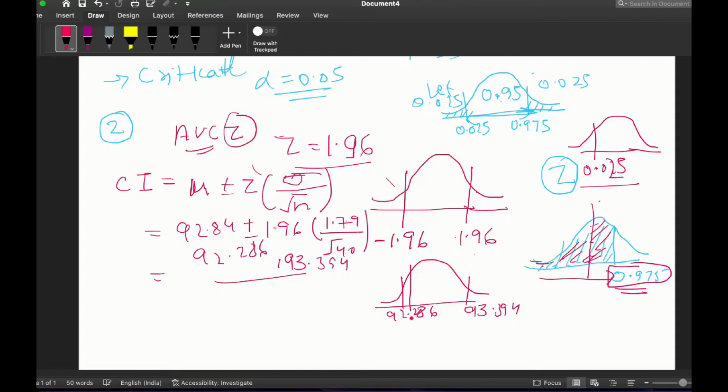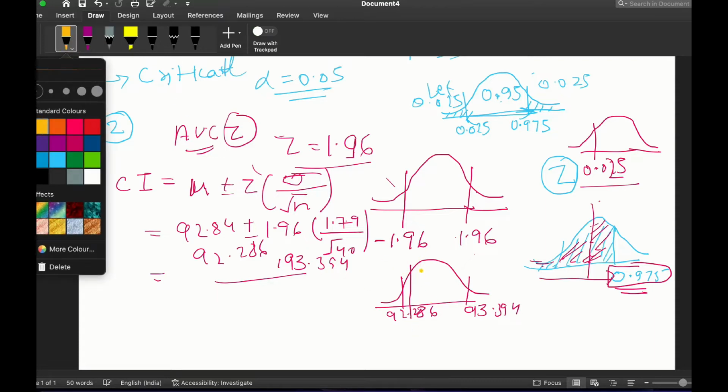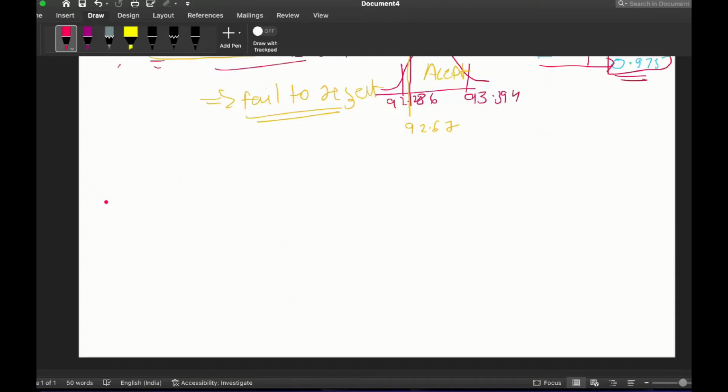So 92.67 will be somewhere here. So this will be 92.67. So this is coming in the acceptance region. So we will fail to reject. Okay, that's okay. But we will again see this step number 2, from where it's coming, and it can be done with a different method. Okay, so we will see the step number 2 again.